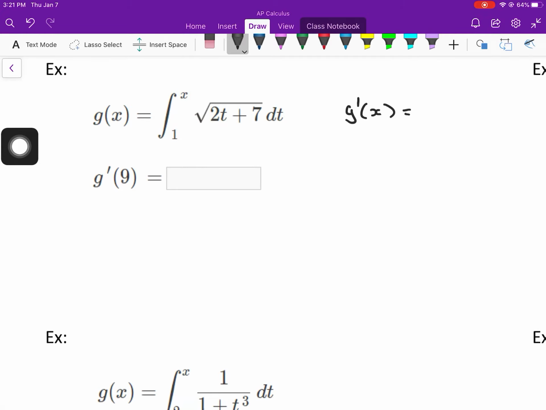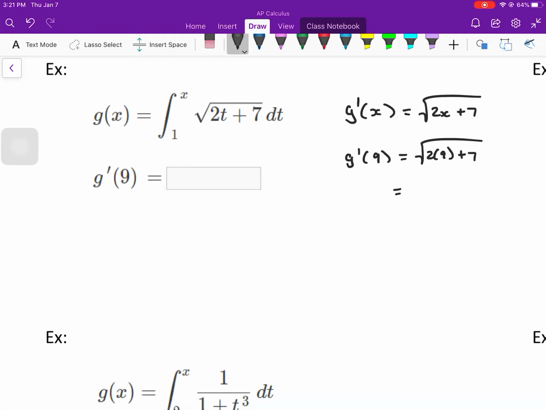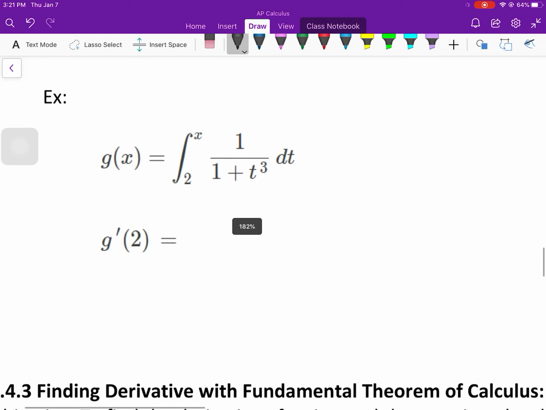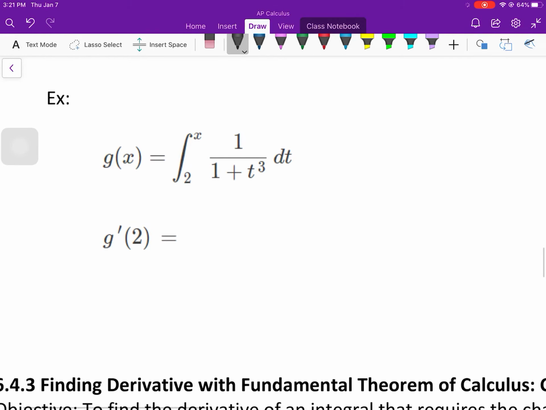We plug in the x, so we end up with the square root of 2x plus 7. So g prime of 9 is the square root of 2 times 9 plus 7, which is the square root of 18 plus 7, which is the square root of 25, which is 5. And there you have it. And the rest of them are like that. Here's g prime.